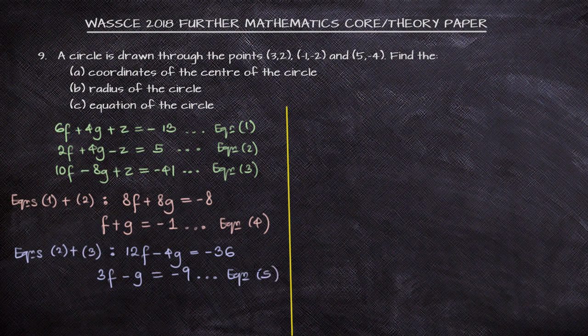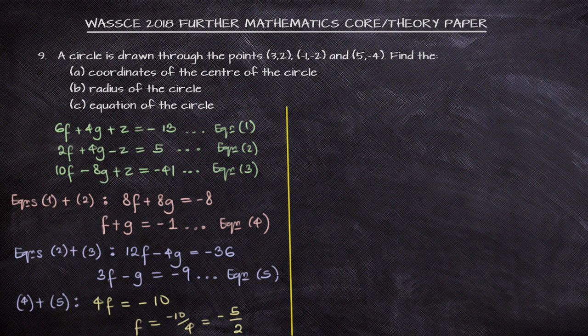Now, looking at equations 4 and 5, we can see that if we add them, g will be eliminated such that I can easily solve for my f. The g's are plus g and minus g. If I add the 2, that will eliminate the g so that I can solve for f. So equation 4 plus equation 5 will yield f plus 3f will be 4f, then g will cancel out, then minus 1 plus minus 9 will be minus 10, such that my f is minus 10 over 4, and dividing by 2, I have minus 5 over 2. So I have the value of f, that is resolved.